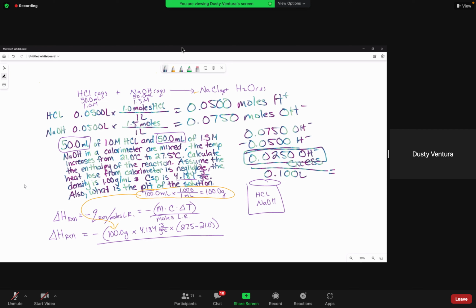So 0.0250 divided by 0.1. All right, so my OH molarity is 0.25. And I need to find my pH. So here's what you do. You can't find your pH directly from OH. You have to do 2 steps to get there. You can only find the pOH. So pOH equals negative log of your OH concentration.